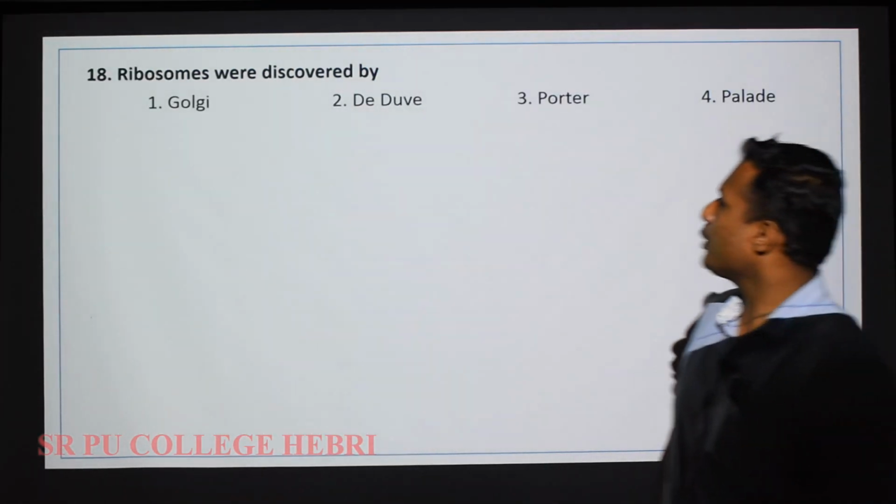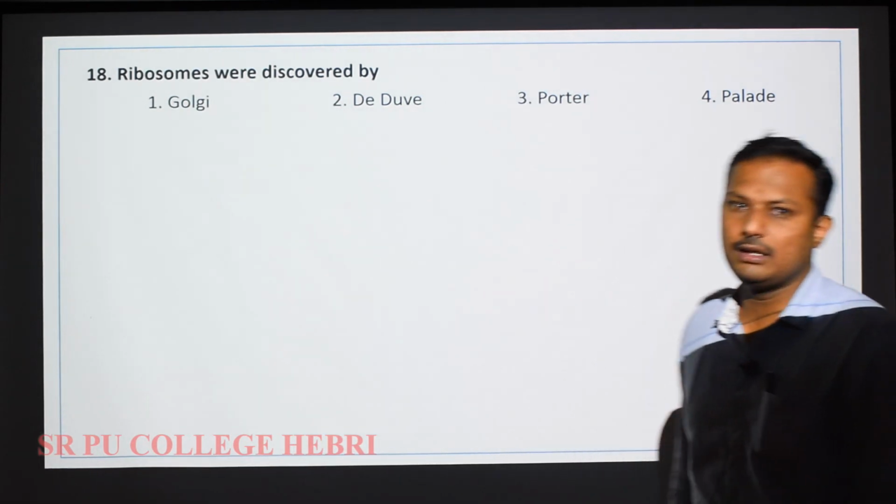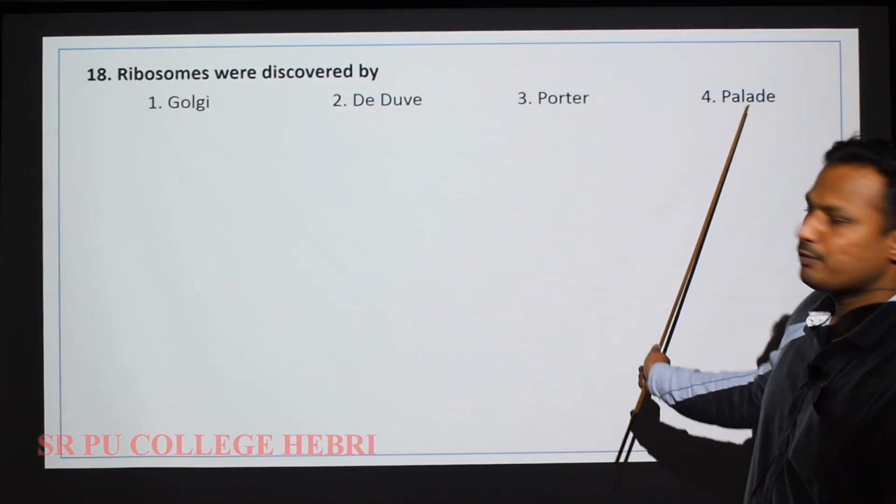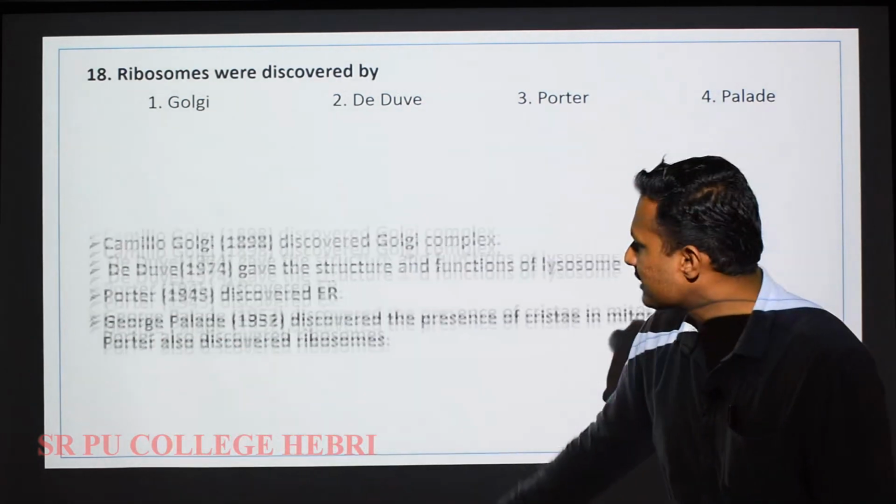Going for the next one, ribosomes were discovered by. So it's a very easy question directly from the textbook. It was discovered by George Palade. And let us look at this data.